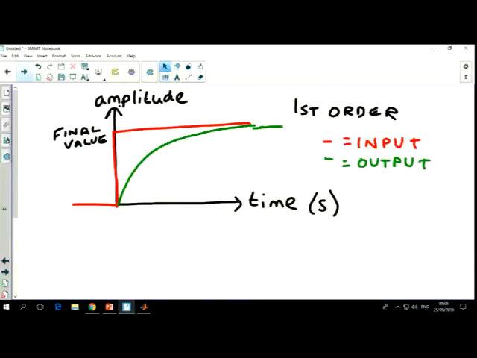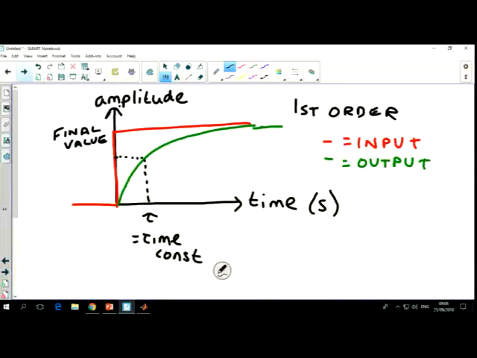Okay, so say I pick a point here, and I call that tau, which is the time constant of the system. What amplitude have I reached by the time I get to the time constant? 63.2%, yeah, around about that, 63. I think it says 63 in the notes, so we'll stick with that. It might say 62 sometimes. Close enough anyway.